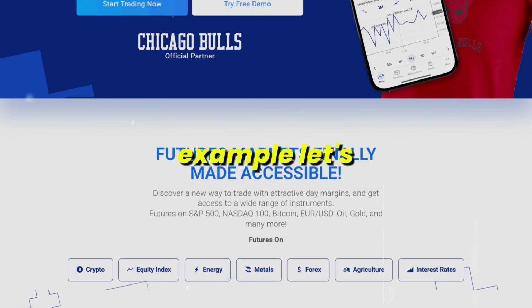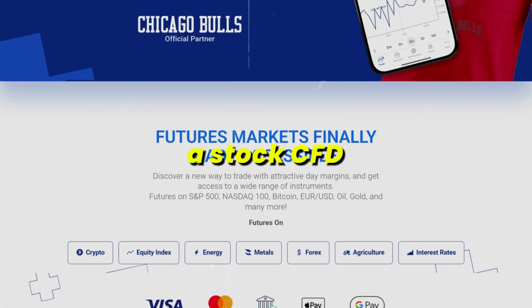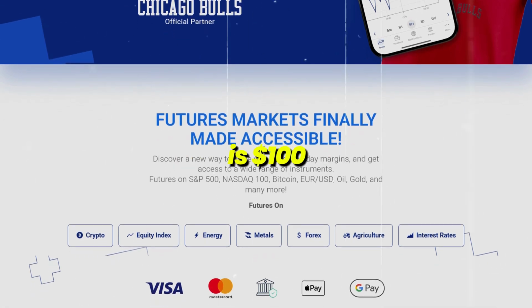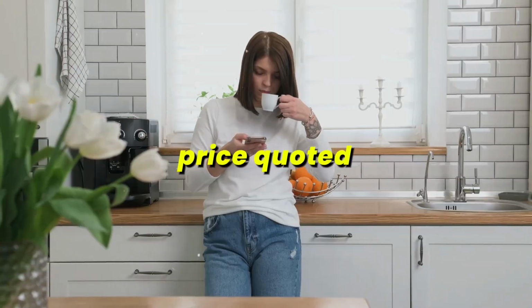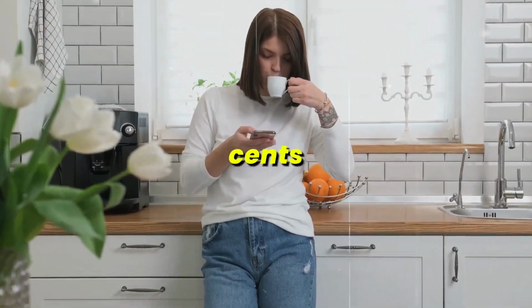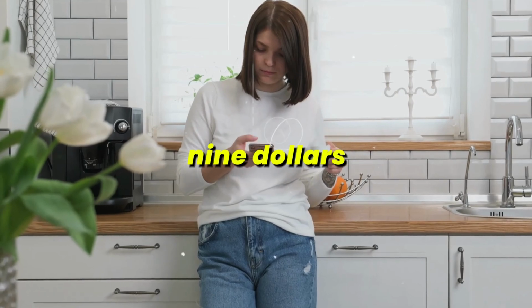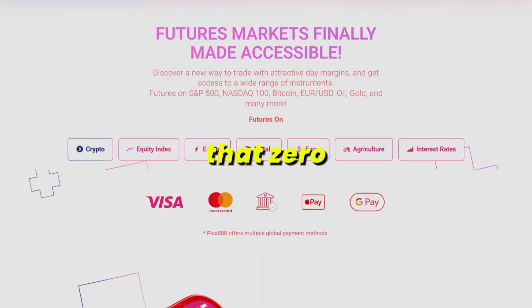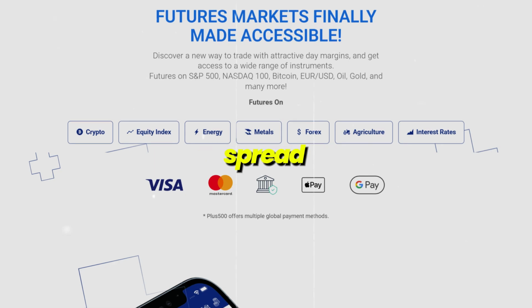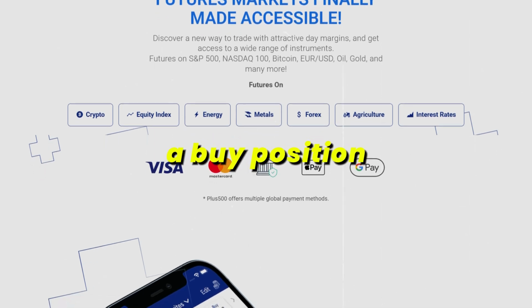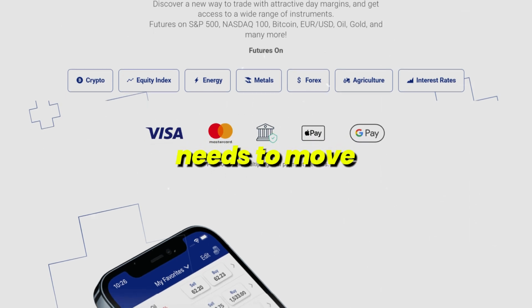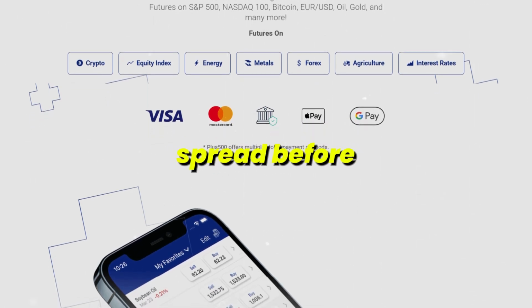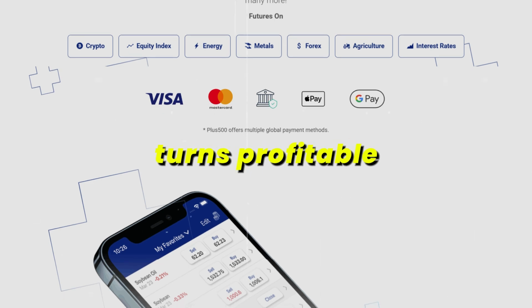Here's a simple example. Let's say you're looking at a stock CFD and the real market price is $100. On Plus500, you might see the buy price quoted at $100.20 and the sell price at $99.80. That $0.40 gap is the spread. If you open a buy position, you'll start slightly in the negative because of that difference. The market needs to move in your favor enough to cover the spread before your trade turns profitable.